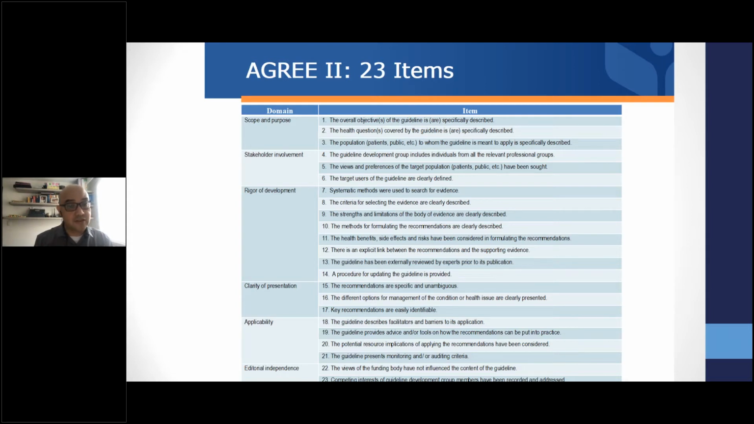And the final domain is editorial independence, which has only 2 items. It's about who funded the guideline and whether conflicts of interest were handled. This is a brief summary of the items. As I told you, the manual provides specific details of how to score each one, and all the explanations are provided there. Next, please.